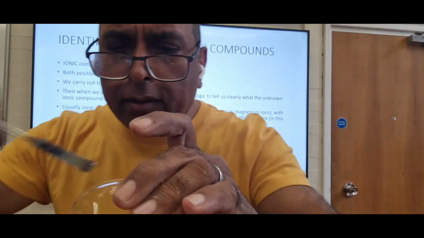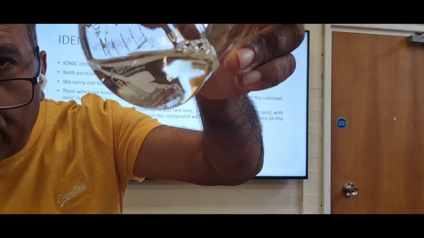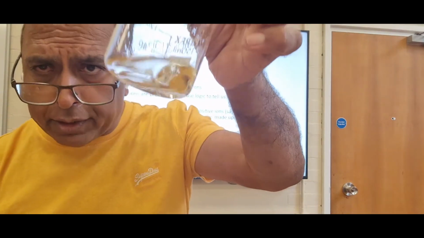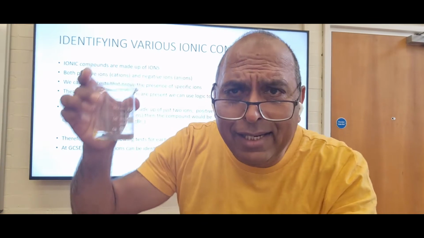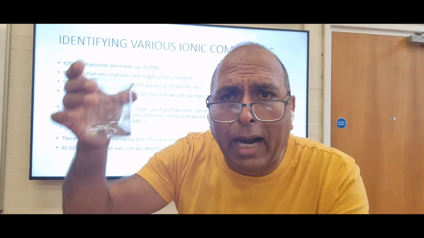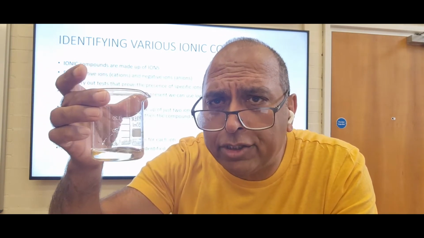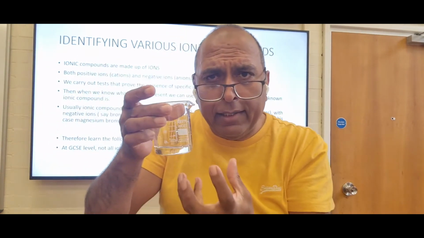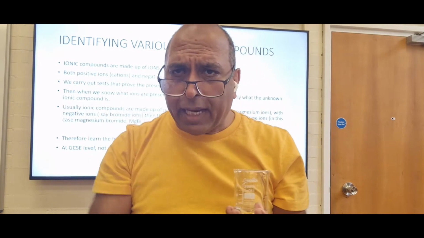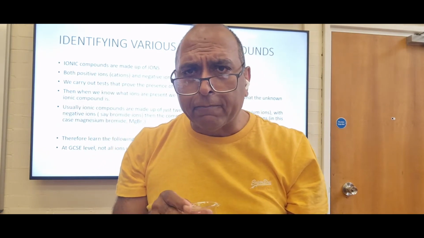How do we know? Well, there's no solid left anymore. If you look in that, you can't see any solid. No solid. You can see through it. It's transparent. And if you watch my previous videos, that's what we look out for when we're checking whether something's dissolved. So we need to dissolve our ionic compounds. We need to dissolve them in order to get the ions free that we can then do the tests that I'm going to teach you in a minute.